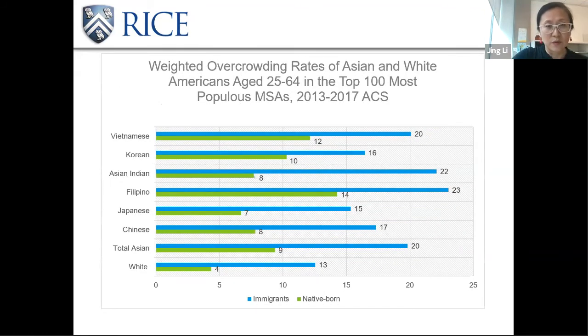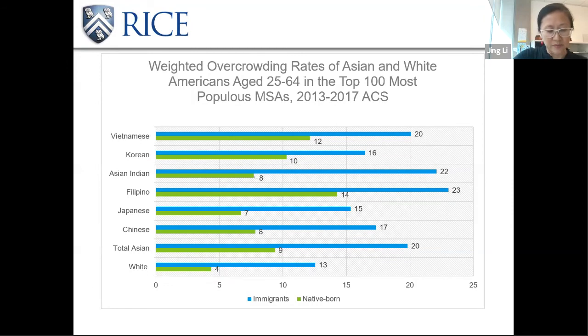So this is overcrowding rates for the top 10 most popular metropolitans. It is apparent that Asian Americans are much more likely than whites to live in dense arrangements, and the immigrants are much more likely to do so than their native-born counterparts.